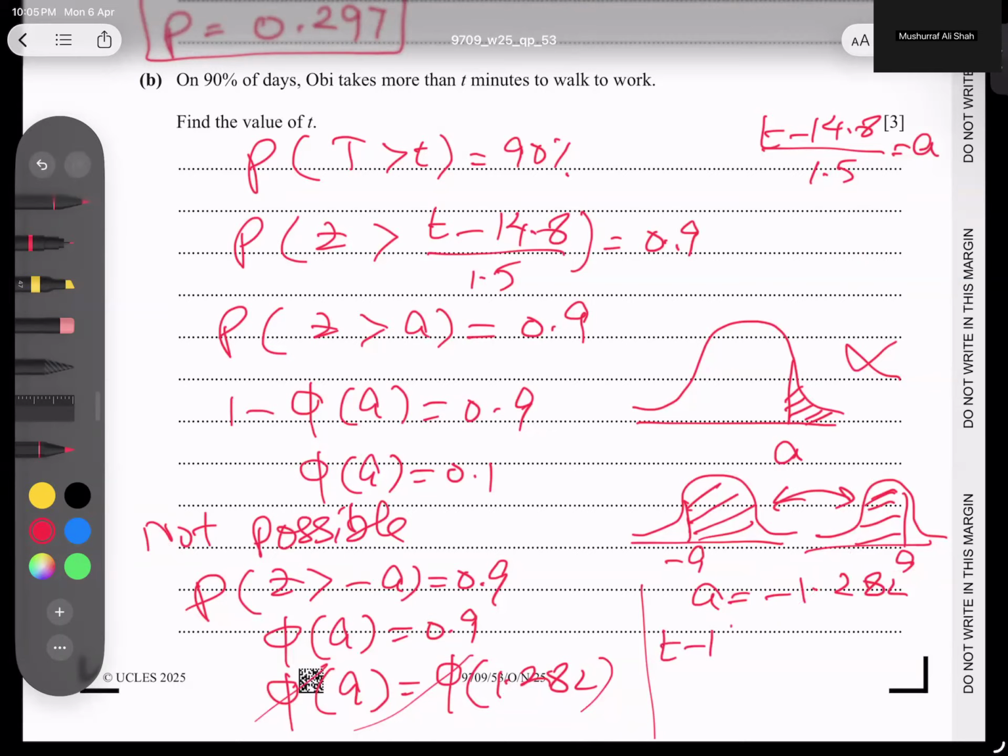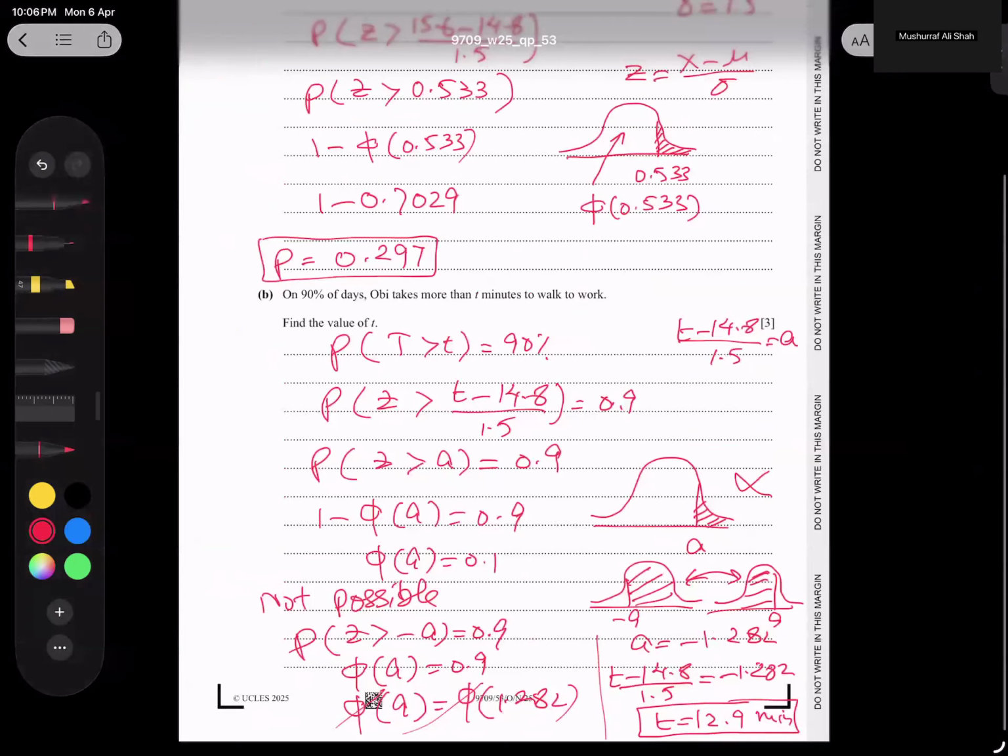So T minus 14.8. Some students, as a teacher I have observed, make one mistake: they forget to put the minus sign here. And now 1.5 multiply and 14.8 will add. Let me check in the calculator. If I multiply with 1.5 and add, the time turns out to be 12.9 minutes. I hope this part is very clear, and let's go for the next part.